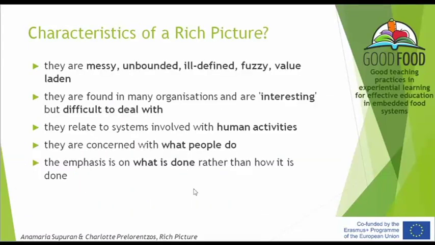The most important characteristics of a rich picture refer to the fact that they are messy, unbounded, ill-defined, fuzzy, value-laden. They are interesting but difficult to deal with. They relate to systems involved with human activities, and they are concerned with what people do, more exactly on what is done, rather than how it is done.